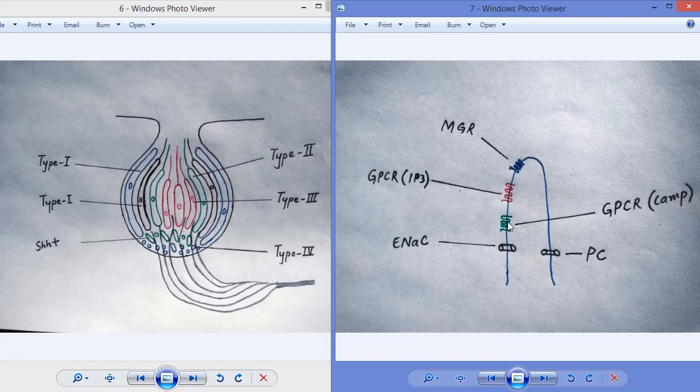So these three types of receptors are present on the type 2 cell, which is represented in the green color. Now coming towards the type 3 cell receptor, that is the proton channel. This proton channel is present in the type 3 cell, and type 3 cells are represented by red color over here. The cilia, or the taste hair of type 3 cell, contain a large number of proton channels, and proton channels are responsible for the detection of sour taste.